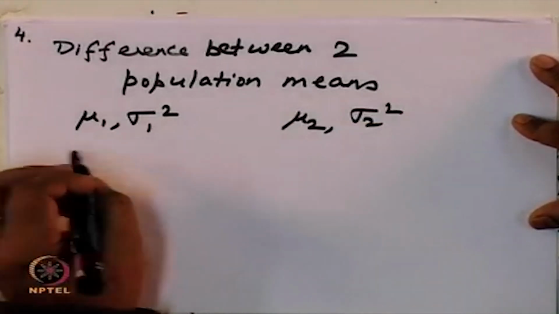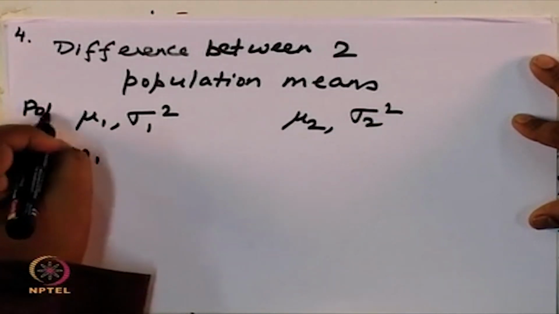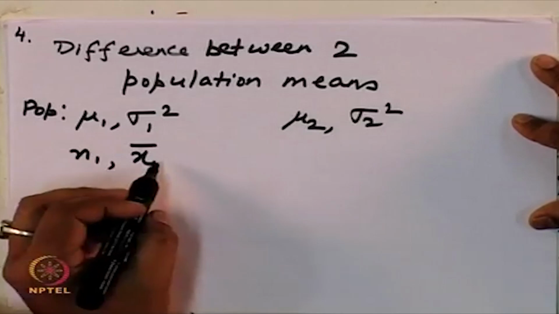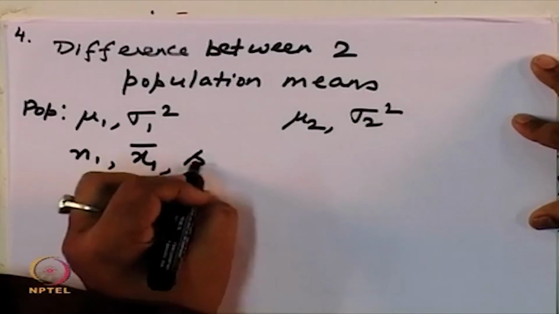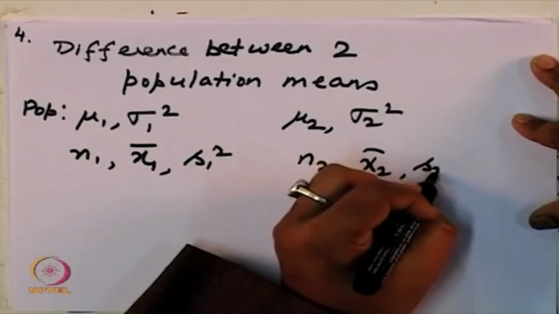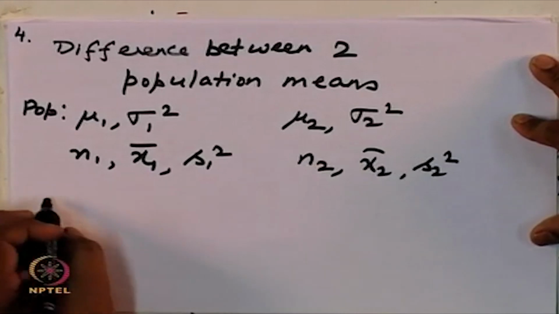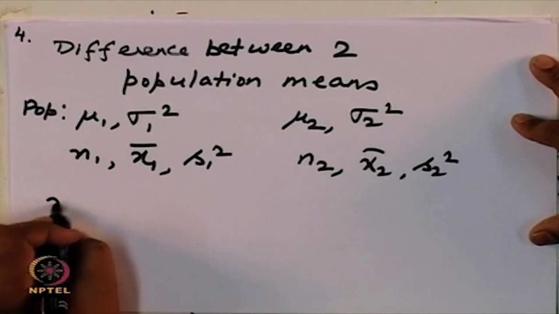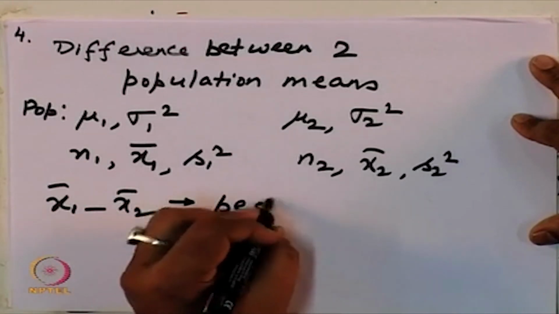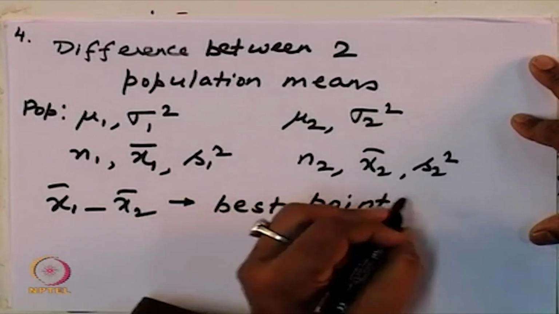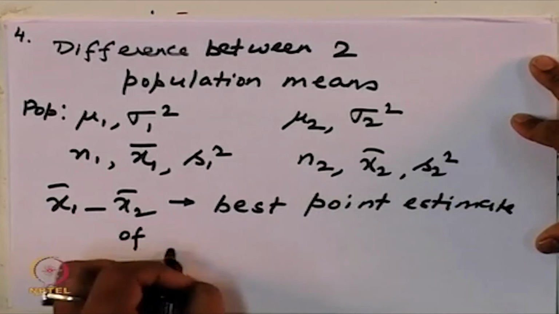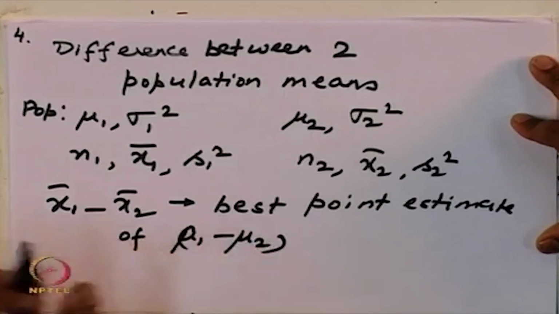and if you draw a sample of size n1 from the first population, you get a mean of x1 bar and a variance of s1 square, and similarly from the second, n2, x2 bar, s2 square. The 95% confidence interval for mu1 minus mu2: x1 bar minus x2 bar is the best point estimate of mu1 minus mu2.